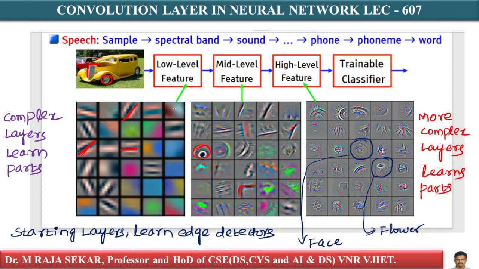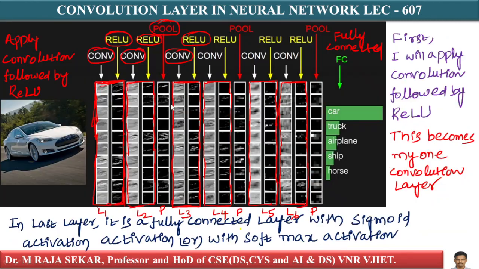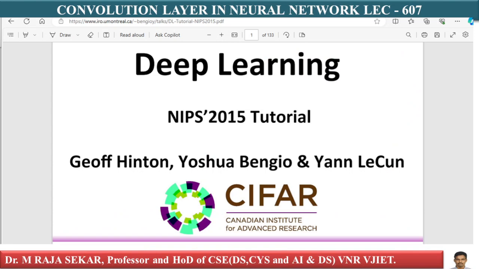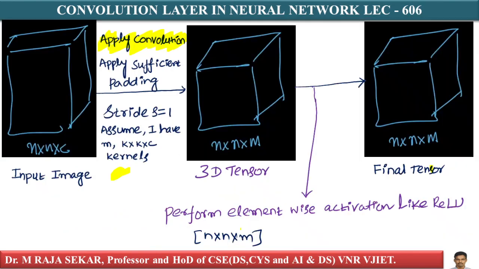In this lecture, I will continue my discussion on convolution layer in neural networks. Before understanding this lecture, I request all of you to go through my previous lecture, that is 606.